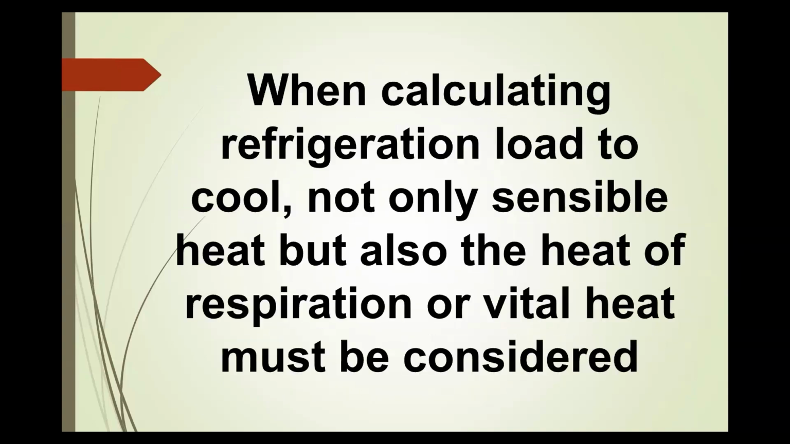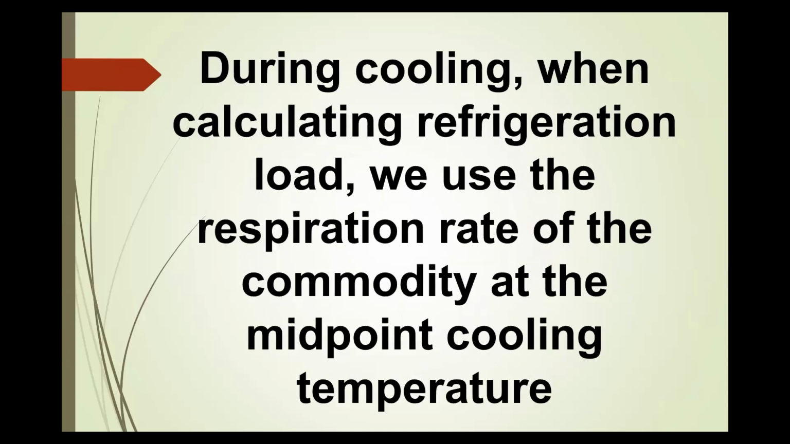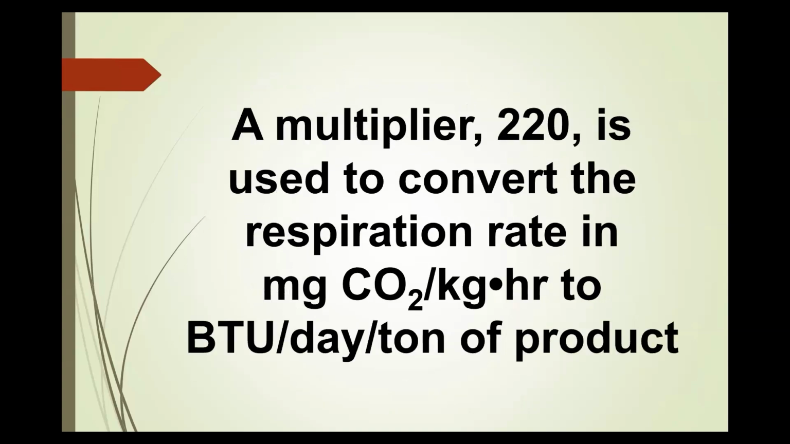Summary points. When calculating refrigeration load to cool, not only sensible heat, but also the heat of respiration or vital heat must be considered. Respiratory heat is continuously produced by the product and directly proportional to respiration rate. During cooling, when calculating refrigeration load, we use the respiration rate of the commodity at the midpoint cooling temperature. A multiplier, 220, is used to convert the respiration rate in milligrams of CO2 per kilogram hour to BTUs per day per ton of product.